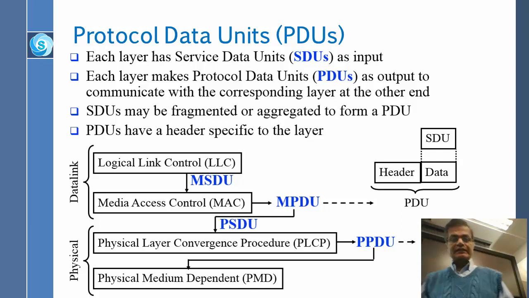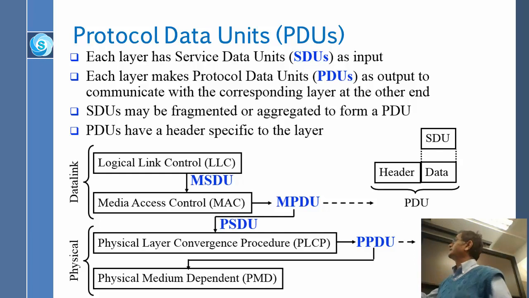So if I were to draw this, and I don't have that picture here, you draw two layers, the receiver and the transmitter. The data link of the transmitter sends something to the data link of the receiver. That would be the data link layer PDU. The network layer of the transmitter sends something to the network layer of the receiver. That would be the network layer PDU. So whatever goes horizontally is PDU. Whatever goes vertically is SDU. And the SDUs keep changing from layer to layer.